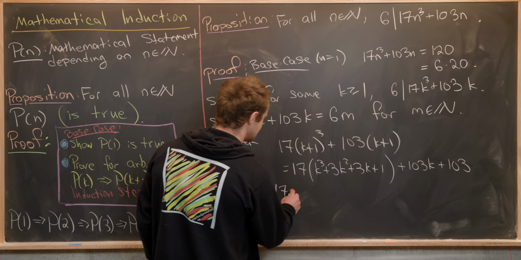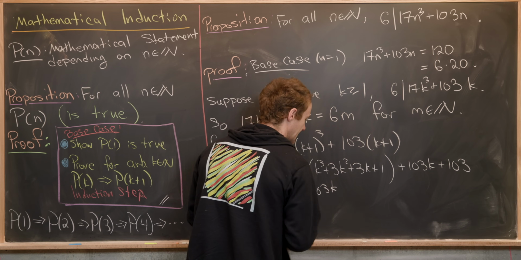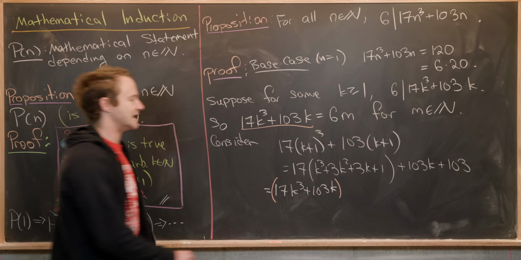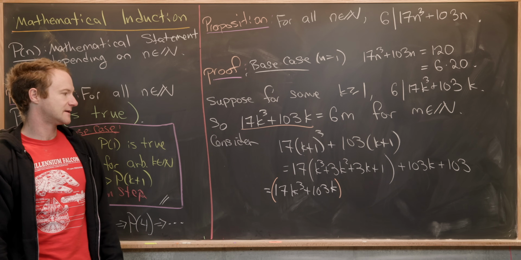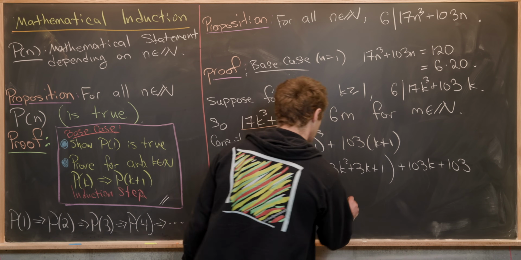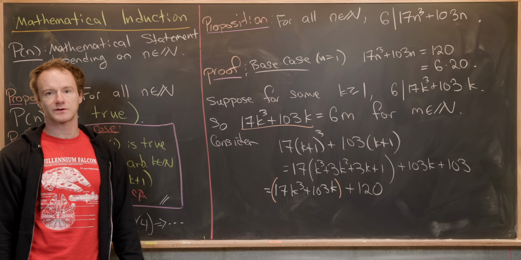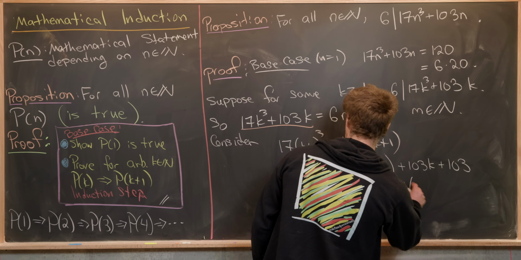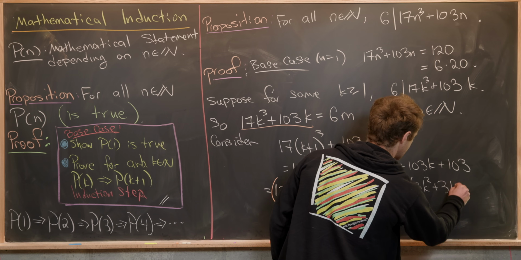We'll have 17k cubed plus 103k. It's important to keep those together because they are from our induction step. Then let's see what we have after that. So we'll have 17 times 1 plus 103, so that'll be plus 120. That's what we get for the numbers. And then what we have left over is plus 17 times 3k squared plus 3k.